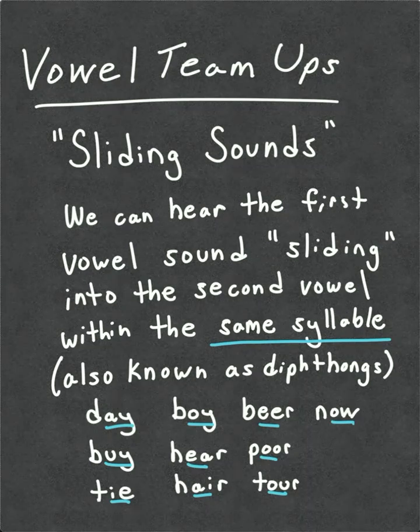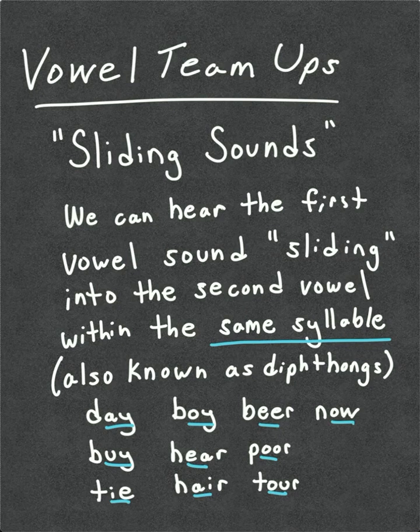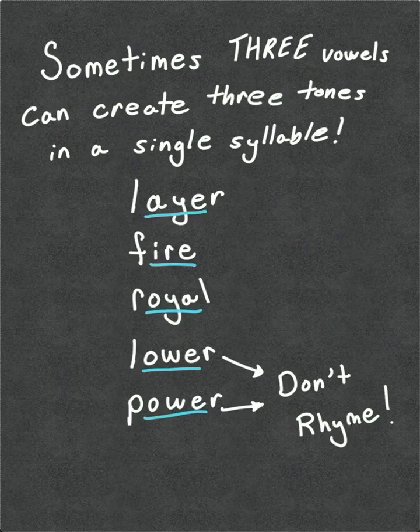That last one, now, there's an example of a W acting as a vowel. So it's interesting. Two vowels are together, and there's a double tone to the sound there, yet they're said within the same syllable. Sometimes you can even get a triphthong. I forget what the actual term is. Layer, fire, loyal, lower, power.